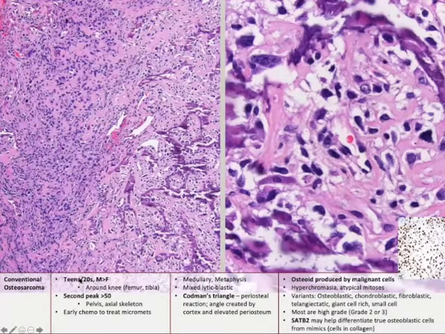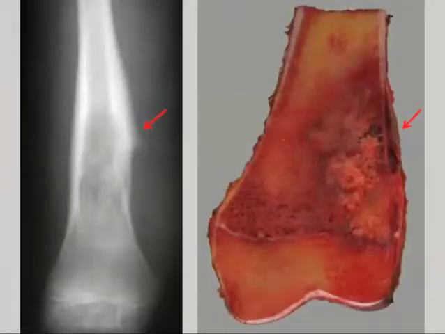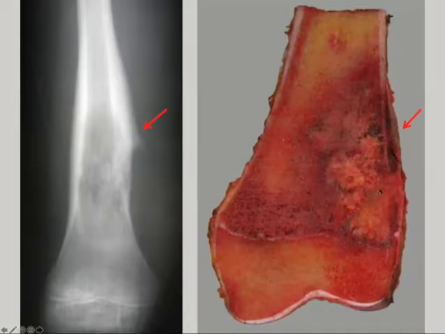Remember, 2 peaks in young males, usually around the knee, and then a second peak in adults, often with other diseases, Paget's, etc. Okay. Here's your characteristic Codman's triangle of osteosarc, which is an elevation of the periosteum off the bone as the osteosarc is pushing it out, right? So this is Codman's triangle in life. This is Codman's triangle in a shadow in radiology, right?